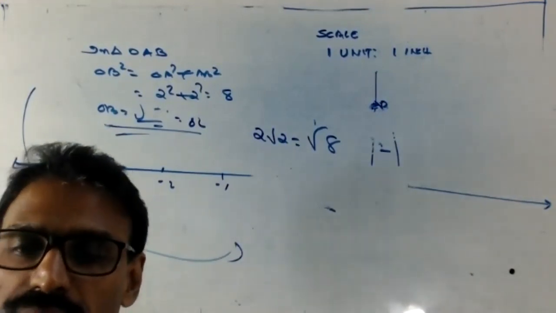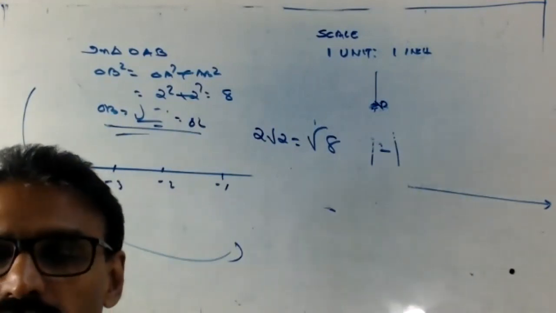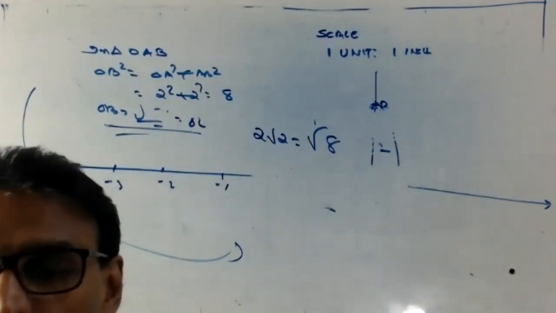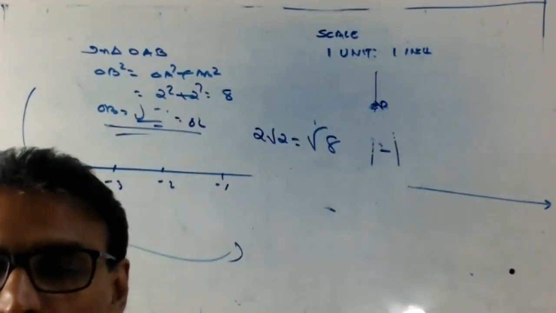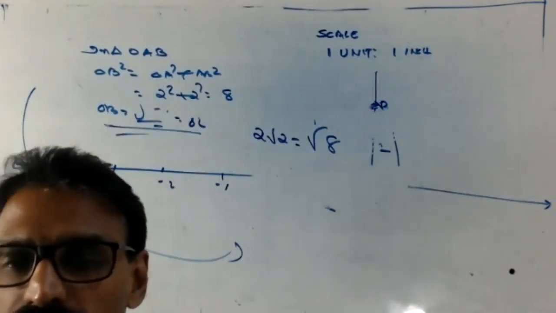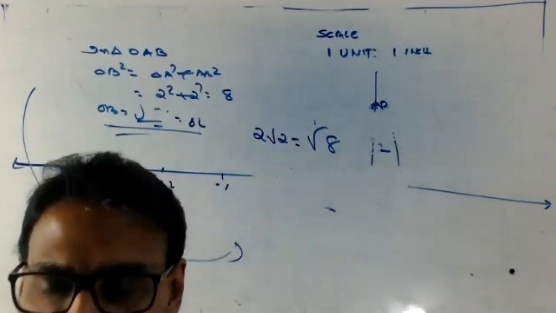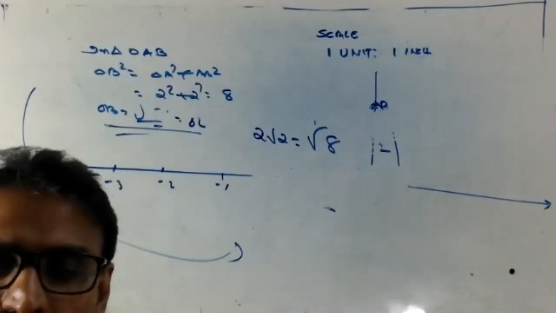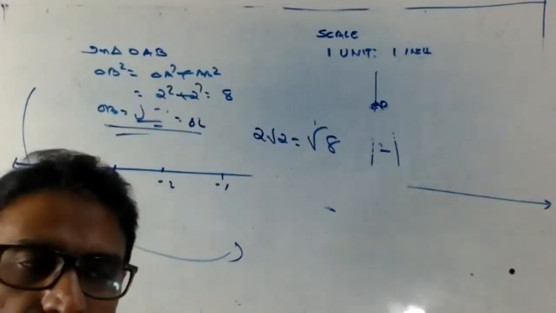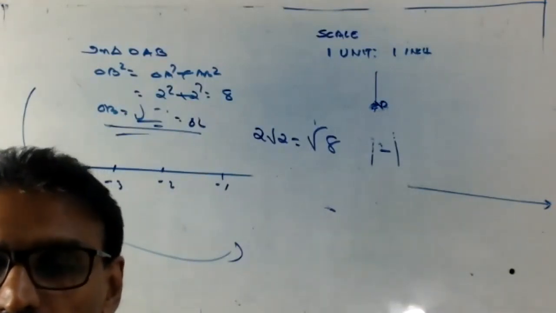You try root of 13, man. 13 we can write as what? 9 plus 4. So 3 square plus 2 square. Why are others asking the question? You can try now. 13 is 9 plus 4, 3 square plus 2 square. Base is 3 and height is 2. Now you can try, others.